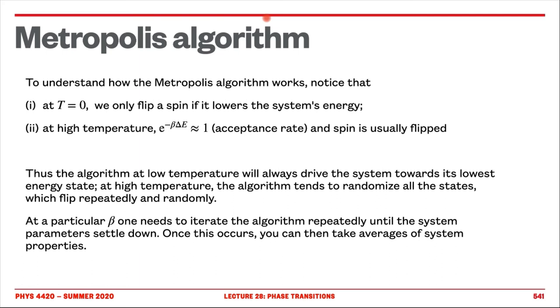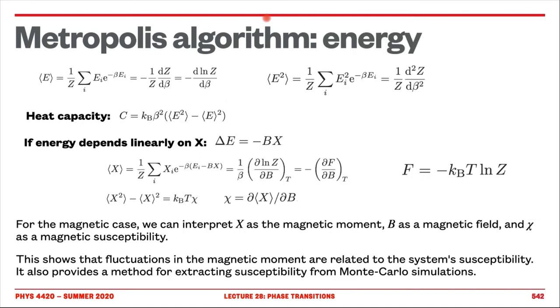So it follows that this is an algorithm that works very well at low temperature and works pretty well at high temperature as well. And so that allows us to get the right probability of picking a state according to the Boltzmann distribution as well. So this is what works very well. So let's have a look at this. And by the way, this is pretty easy to implement on the computer.